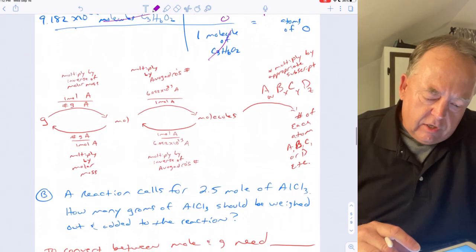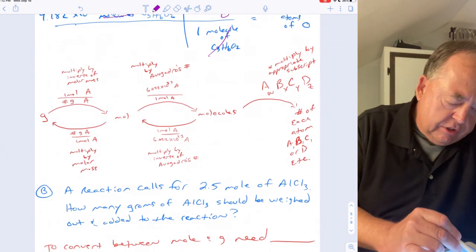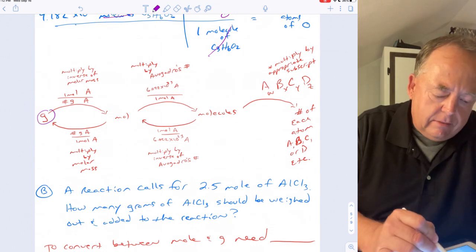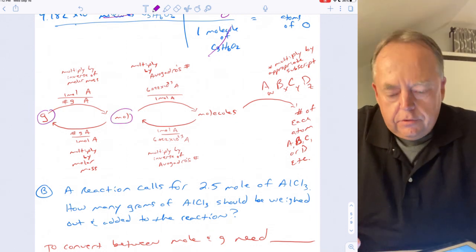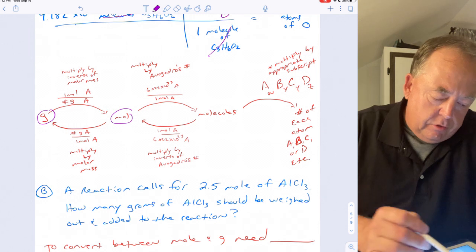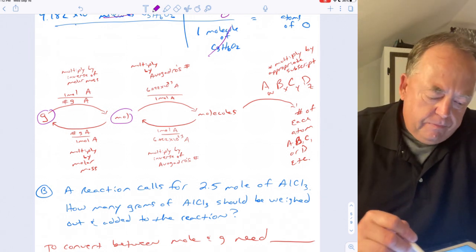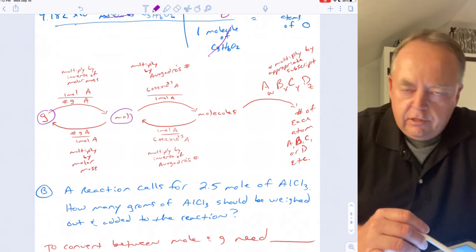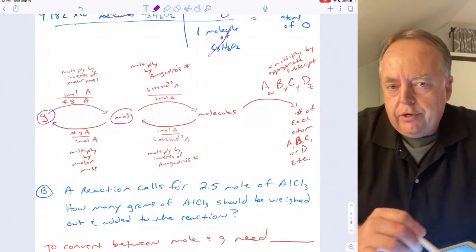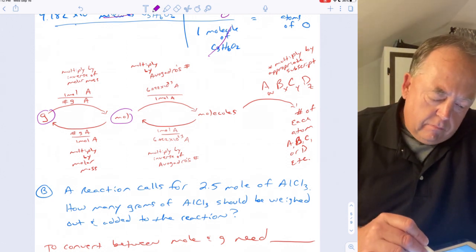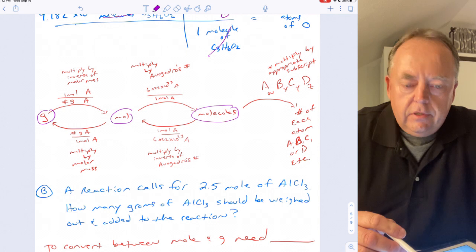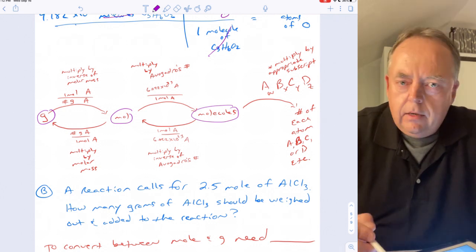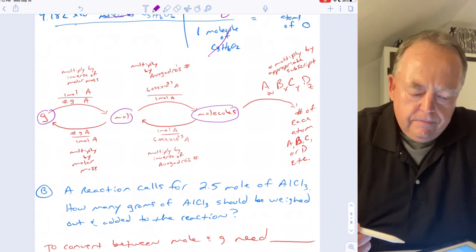So this kind of summarizes what we just did. We started with grams, and if you start with grams, you have to go to moles first. And you do that by using the molar mass, right? So you're either multiplying or dividing by the molar mass, depending on which way you're going. And if you have moles, then you can convert to molecules. And to do that, moles to molecules is always Avogadro's number.